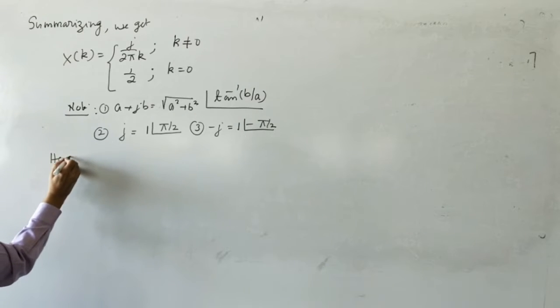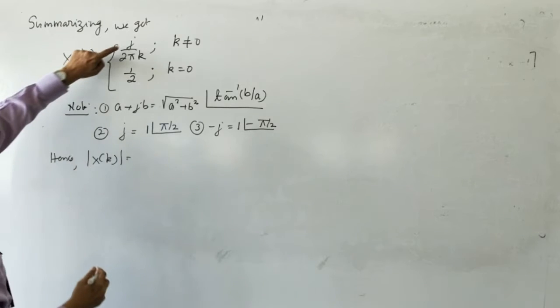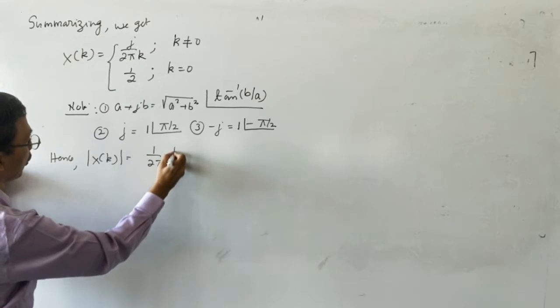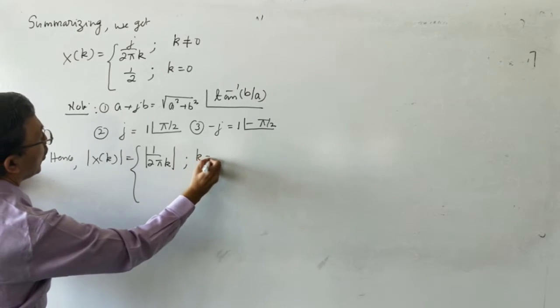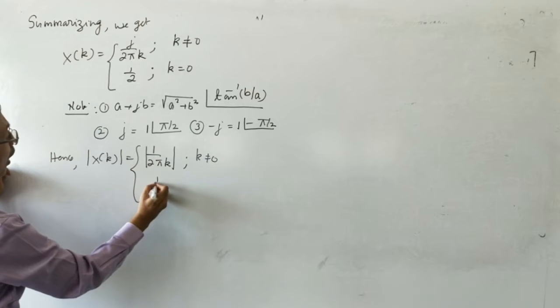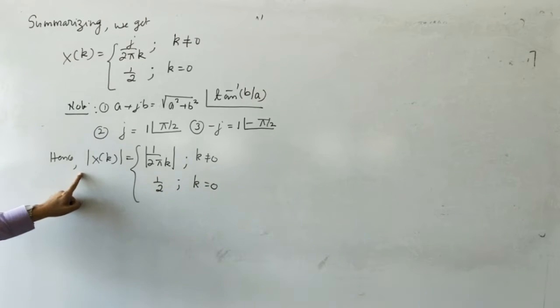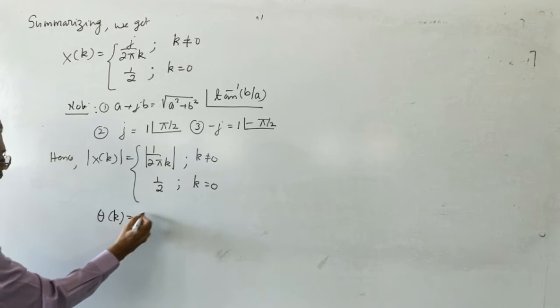Hence, please watch. What is magnitude of x of k? Magnitude of j is what? 1. So you get 1 over modulus of 2 pi k, when k not equal to 0. What is modulus of half? Half only. This formula is required for plotting the amplitude spectrum. What is theta of k?